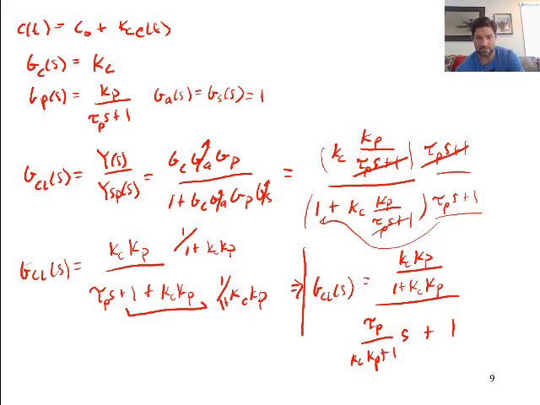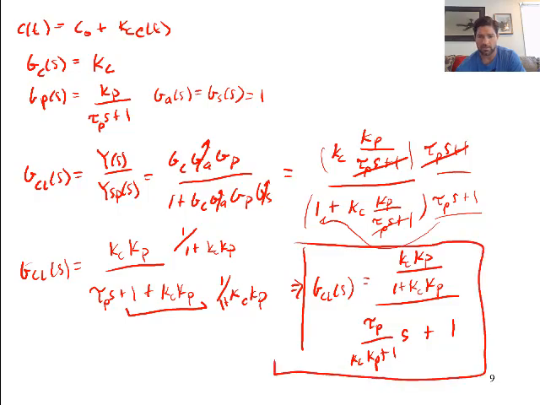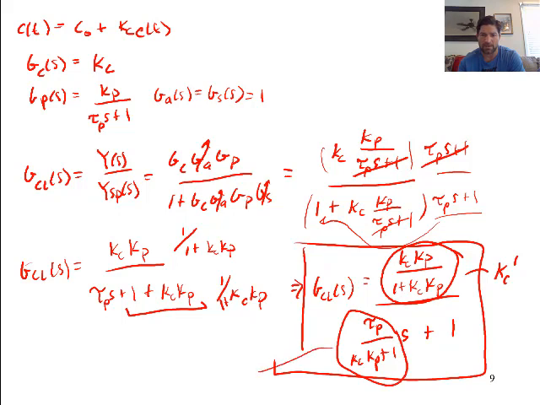Okay, so now this is standard form, where on the bottom we have our s terms and then we have the 1 as our constant. If we look at this, we can see a couple things. This right here on the top is our effective gain, Kc prime. So this is our gain of the loop. And down here we can see this is our tau p prime.